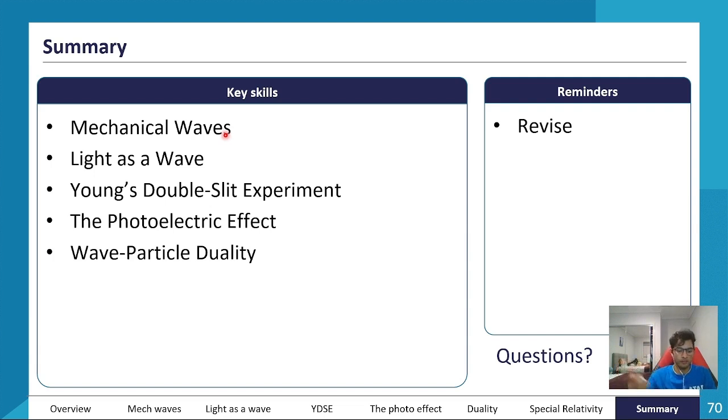And yeah, basically what we've gone through: the double slit experiment, the photoelectric effect, wave particle duality for light, wave particle duality for matter with electrons, and also special relativity. So I guess that's everything for these 2 hours.